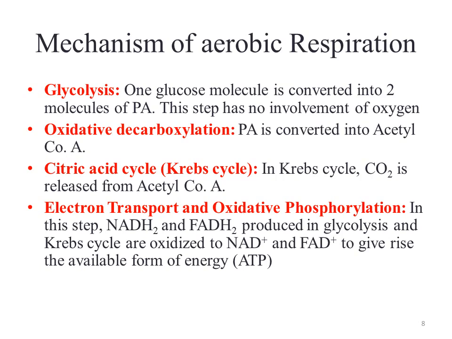So here, in glycolysis, one glucose molecule is converted into two molecules of pyruvate. This step has no involvement of oxygen. In oxidative decarboxylation, pyruvate is converted into acetyl CoA. In the citric acid cycle, carbon dioxide is released from acetyl CoA, and in electron transport and oxidative phosphorylation, which is the last step in aerobic respiration, NADH2 and FADH2 produced in glycolysis and the Krebs cycle are oxidized to NAD positive and FAD positive to make energy available in terms of ATP.